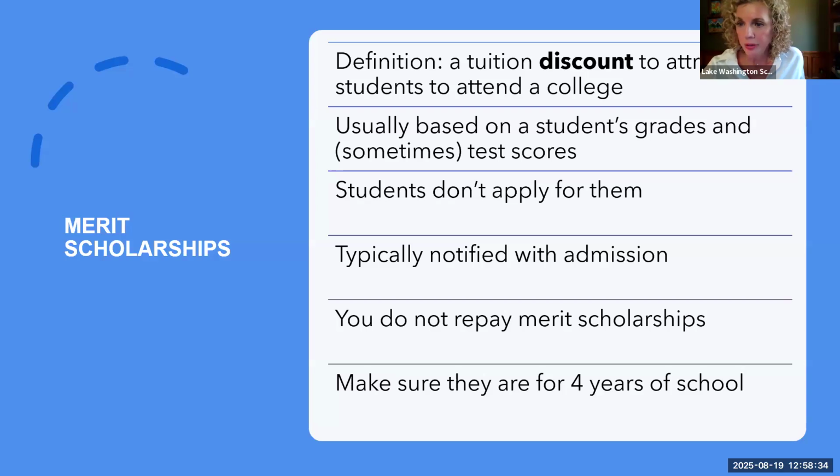Students don't apply for merit scholarships. They're given typically with admission. A student might get a letter that says, "Welcome, congratulations, we have admitted you to our school. And in addition to being admitted, we would like to offer you $15,000 for each of the next 4 years, or 20,000 or 5,000, whatever the dollar amount is." You do always want to make sure that they are for 4 years of college, and you don't repay merit scholarships. So just know that.